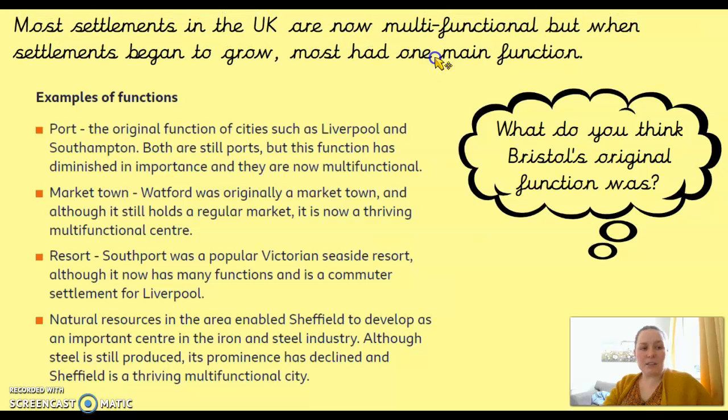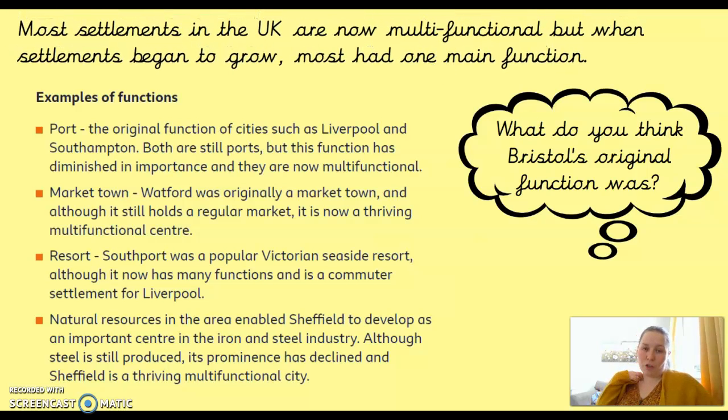So this links to what I've just said, actually, the function of settlements, of cities and towns. Now, most of our settlements in the UK are now multifunctional, so they have lots of functions. They're not just about buying and selling, or they're not just about tourism. They've got lots of things, so they have people come and visit, they're for business, they're for education, all different kinds of functions. But when settlements first began to grow, they had one main function. So a settlement would have begun, people would have moved to a place for a specific reason.